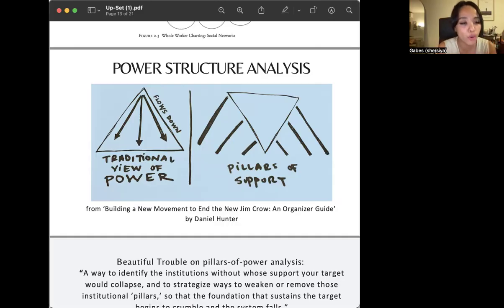And this traditional view of power can potentially and has always disempowered us because we believe that the pyramid has a wide and strong and immovable foundation. However, there's an alternative way of looking at systemic power, which is the upside down triangle.